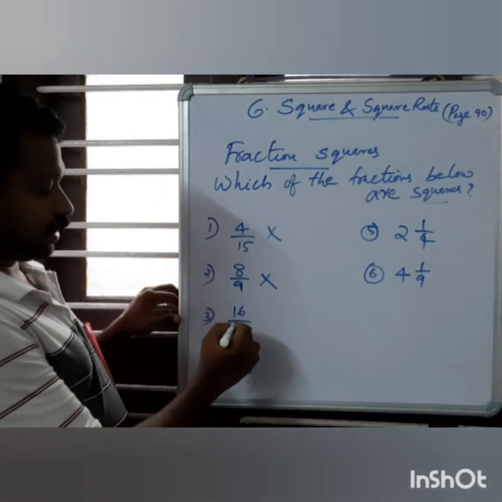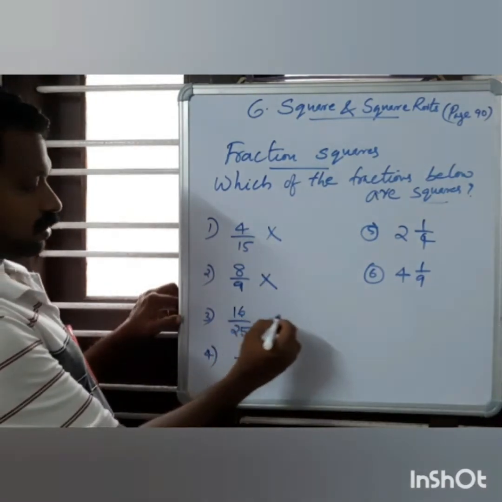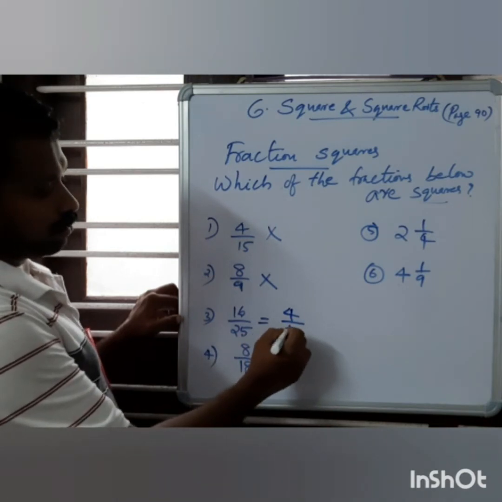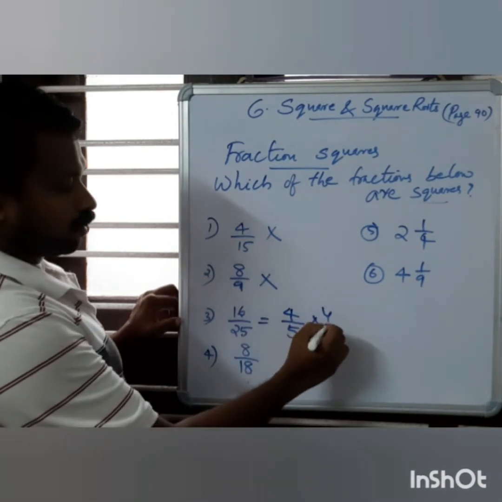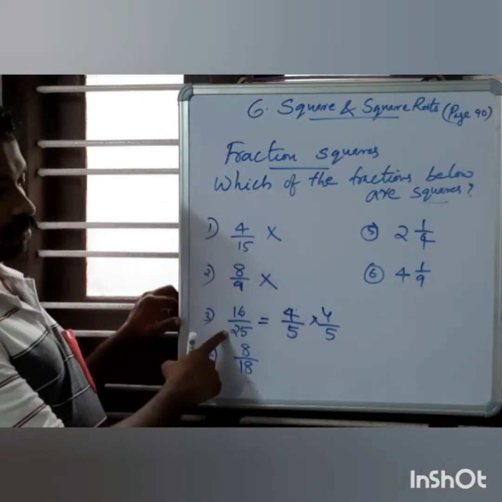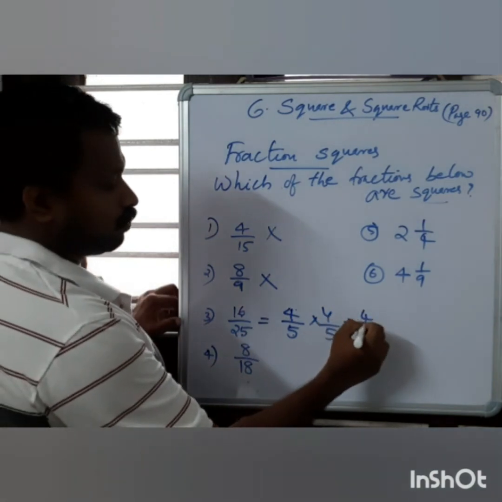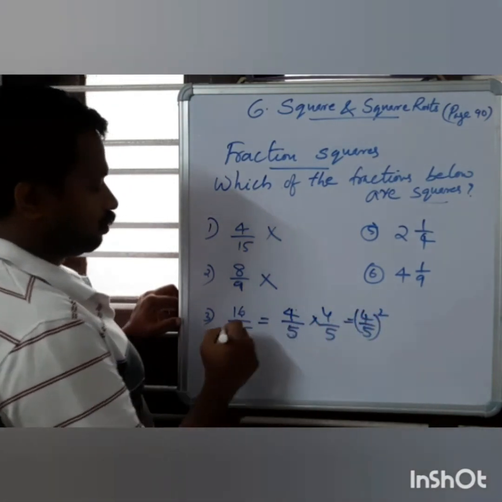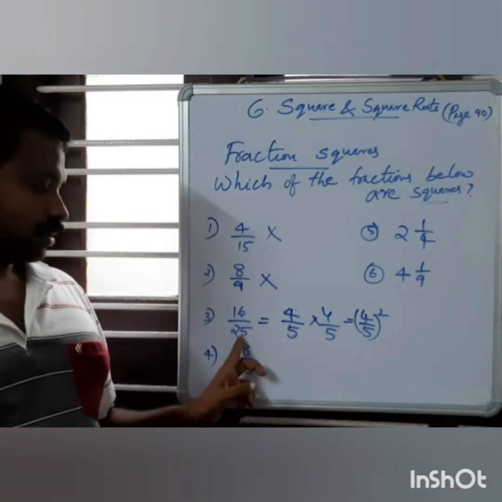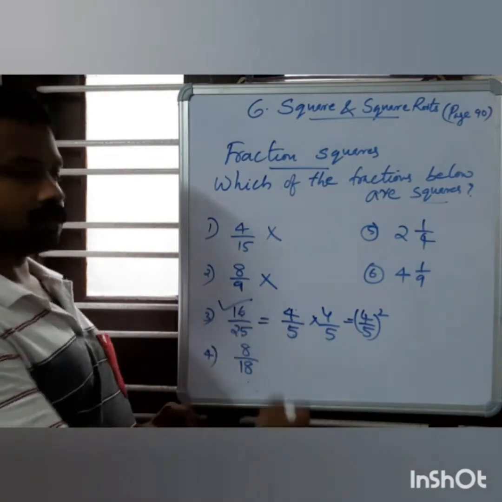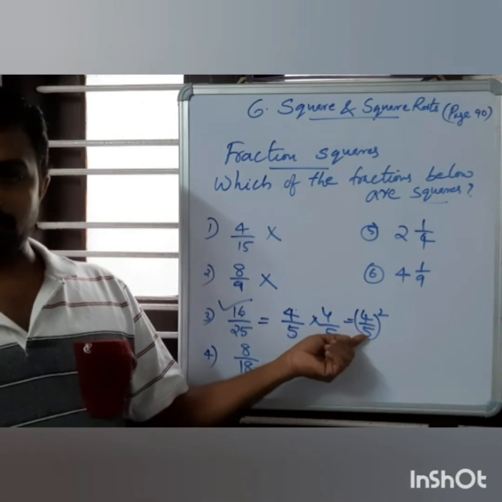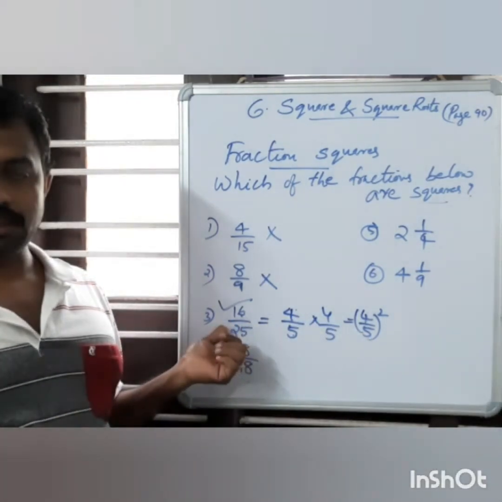Then see here, 16 by 25. 16 is the square of 4. 25 is the square of 5. So 4 into 4 by 5 into 4 by 5 is 16 by 25. Or we can write 4 by 5 whole square is 16 by 25. 4 square is 16, 5 square is 25. So it's a perfect square. Both denominator and numerator are perfect squares. So this fraction is a perfect square.